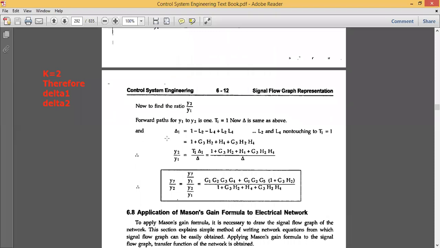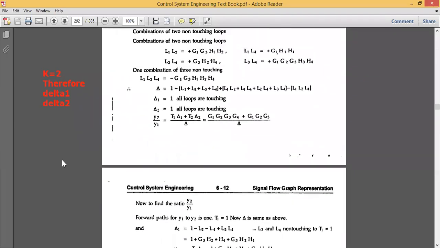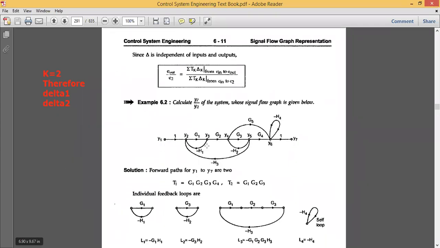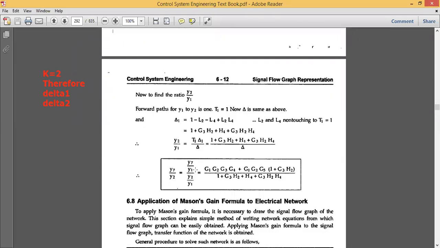Therefore, delta 1 is nothing but 1 minus L2 minus L4 plus L2 into L4. These are the non-touching loops and these are the simple loops. But the condition they have given here is that L2 and L4 are non-touching to T1. Why? You can see in this figure again that this is L2 and this was L4. These L2 and L4 are not touching this point y2, but L1 and L3 are touching. So that is the reason they have taken L2 and L4 as non-touching to T1.